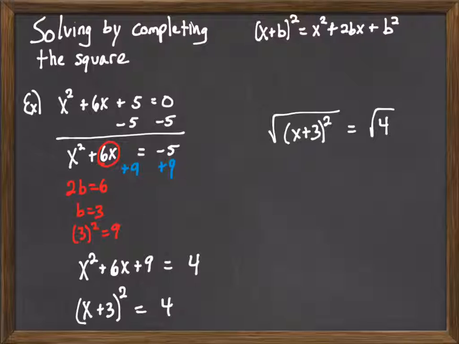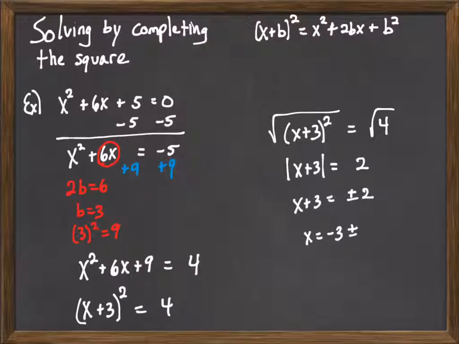root of both sides. Now remember, when you take the square root of something squared, it's really absolute value. Square root of 4, that's just 2. And then what we usually did at that point, what we did in the past, we'll still do the same thing. We can drop the absolute value and make that plus or minus 2. Now at this point, we're almost there. We almost got x by itself. So there is one more step, and that is to get x by itself, so we subtract a 3.